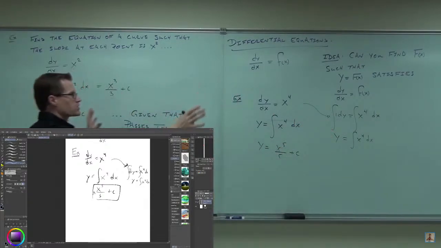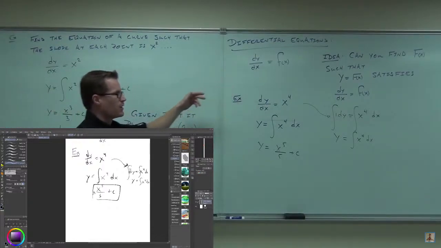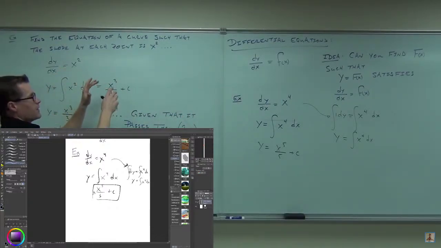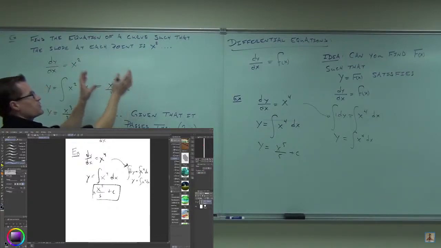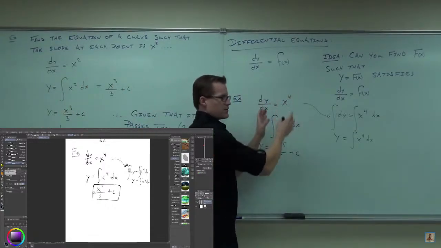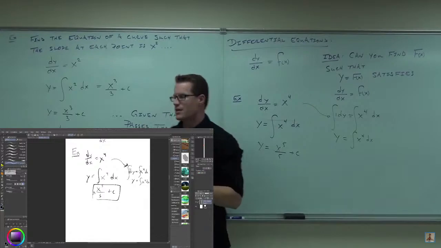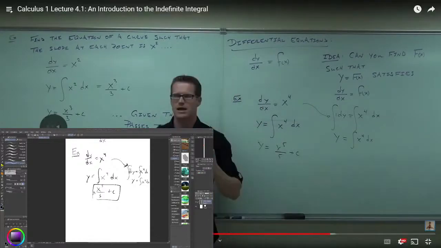So both questions are the same. Give me the slope, give me the derivative. If the slope is this, find me a function so that the slope is what I've given you. Find me a function so that the derivative is what I've given you. It's the same exact question. Then I can add pieces onto it. Here's a condition that lets you solve for c.